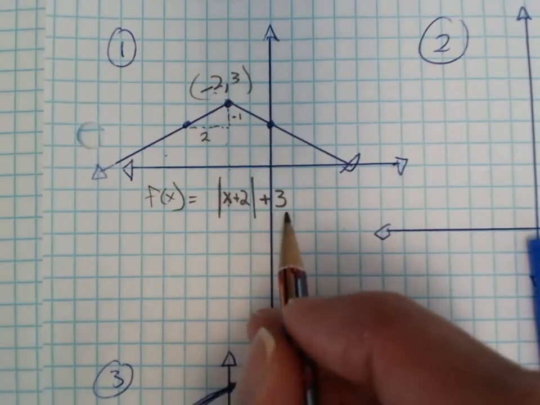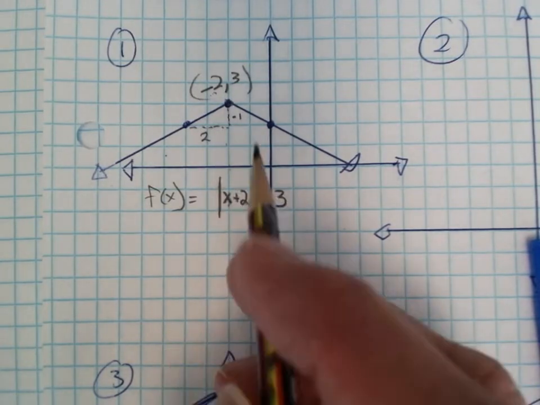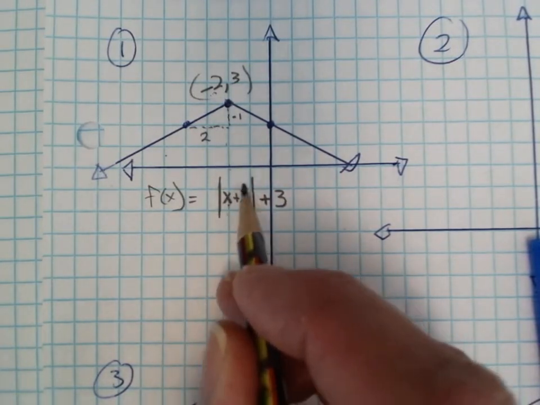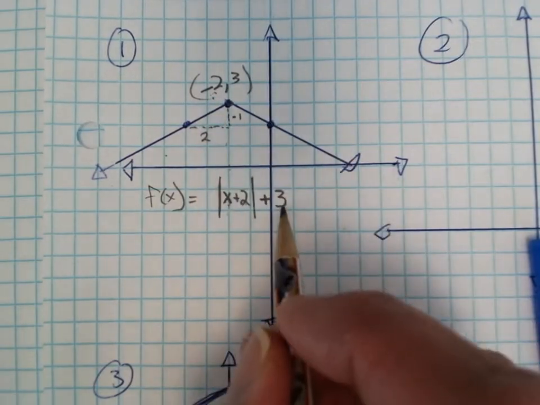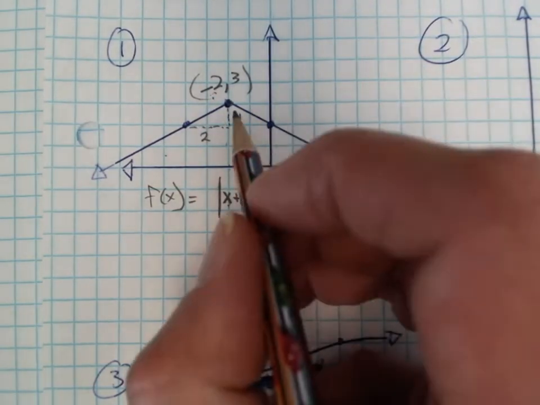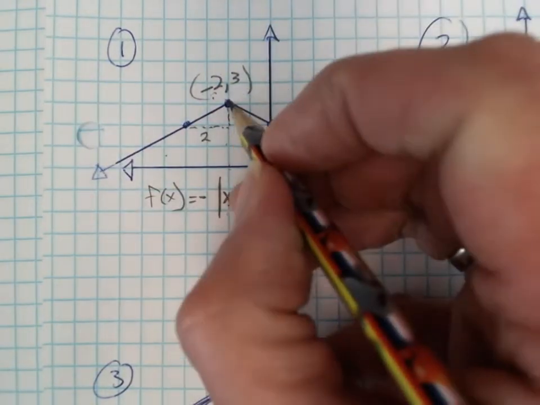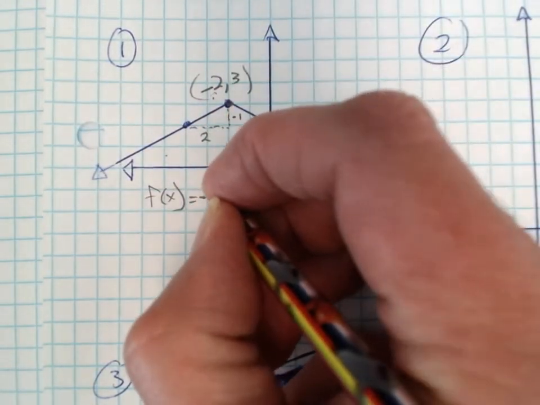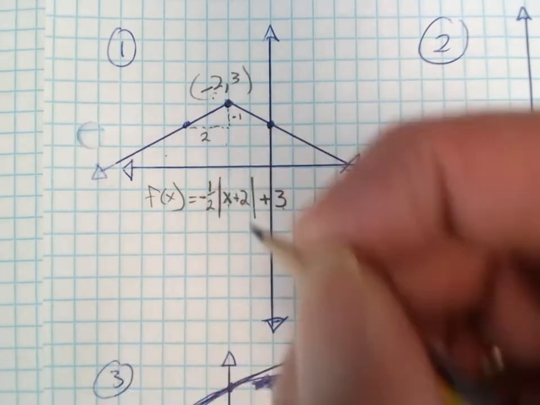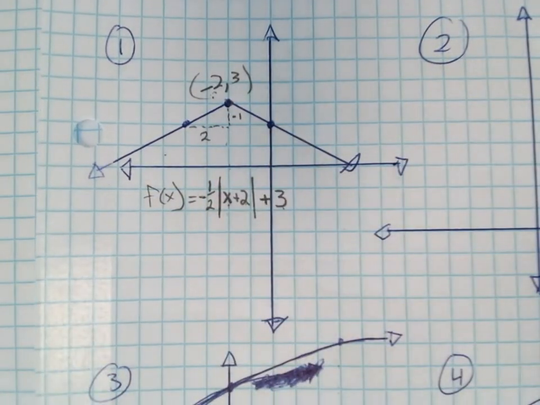This is always your vertex, which is kind of nice. Whatever zeroes out the absolute value, -2, and then the +3. From there, I know I have a negative because it faces down, and then I'm going down 1 over 2, 1/2. And now you've written the equation of that line.